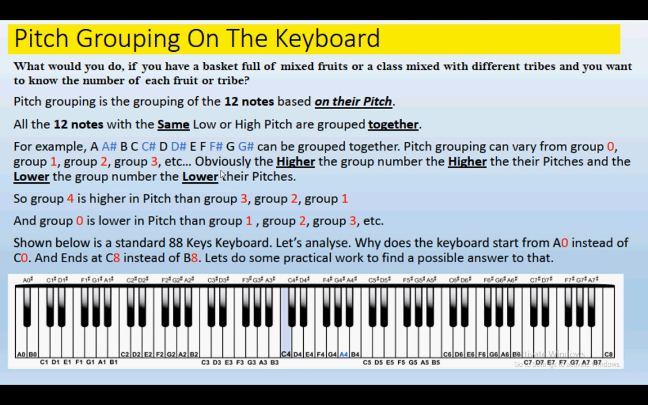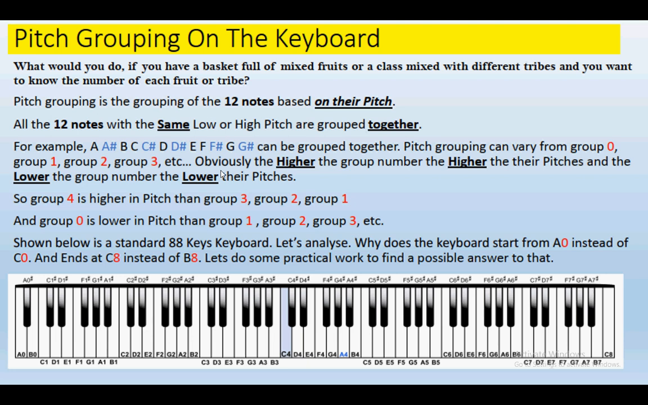So group 0 starts from A0, or from A to G. All is going to be 0. So the lower the group number, the lower the pitch. The higher the group number, the higher the pitch.